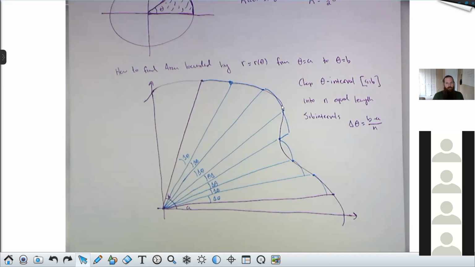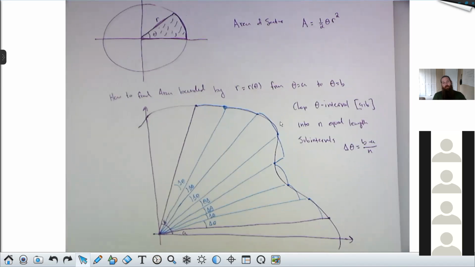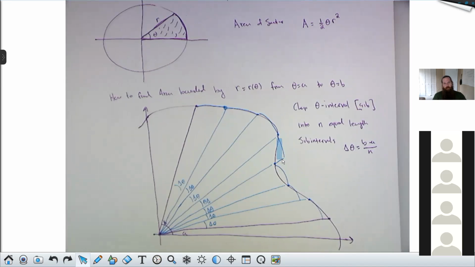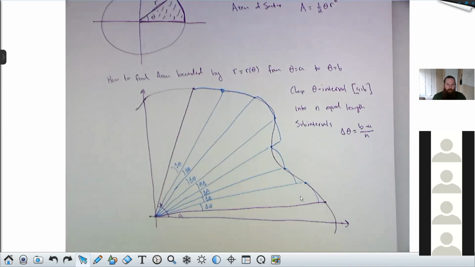And then each one of these little wedges I can think of as being an area of a sector of a circle. It's an approximation. It's not exact, right? You see, for instance, here I'm way overshooting. Here I'm overshooting a little bit. Here I overshoot and undershoot a little bit. But it's just like a Riemann thing. It's just that instead of having Riemann rectangles, you have Riemann wedges now.